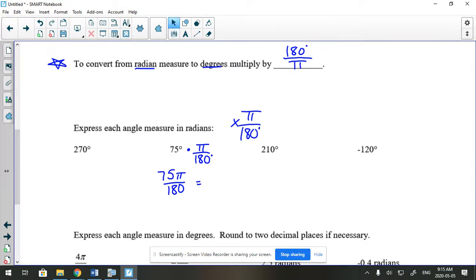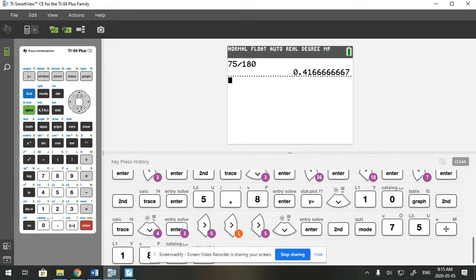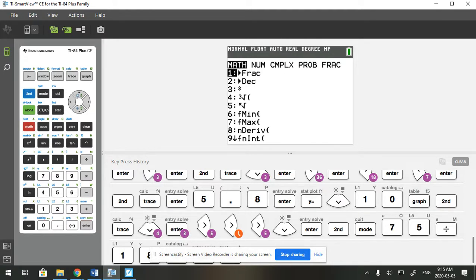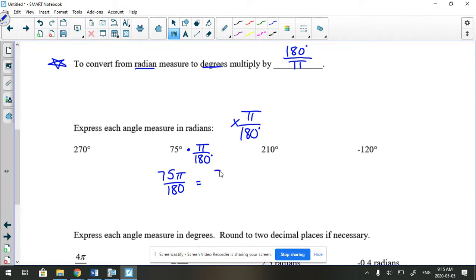What we can do to get the exact amount is just simplify the fraction. So don't forget you can do that on your calculator. We can go into our calculator, and we have 75 over 180. You type that in your calculator, hit enter, it gives you the decimal, and then don't forget you can go into math and that first option, fraction, and hit enter, and it will write it as a simplified fraction for you. So it's the same as 5 over 12 simplified. So this is going to be your exact radian measurement: 5 pi over 12.